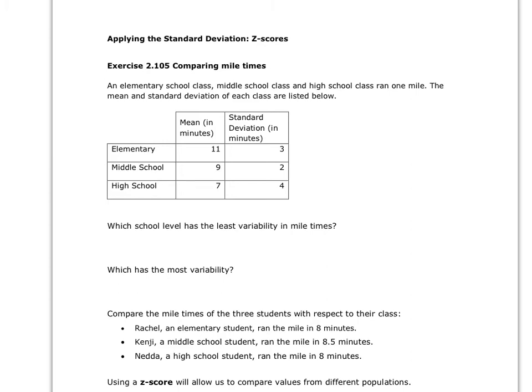So using that information, we can answer this first question: which school level has the least variability in time? Okay, well, remember, standard deviation measures variability. So the smaller the standard deviation, the less the variability. So the smallest standard deviation we have is for the middle school. So the middle school class had the least variation in their mile times. What about the most variability? All right, well, it's going to be the largest standard deviation, which is the high school.